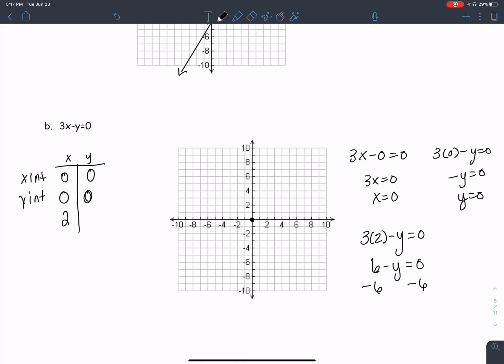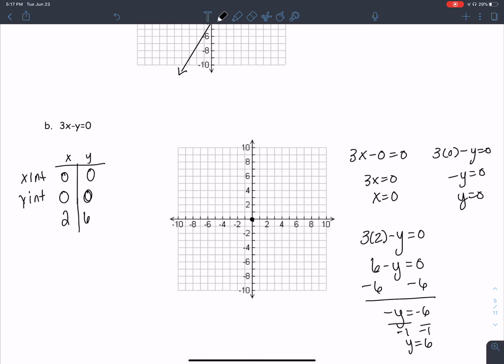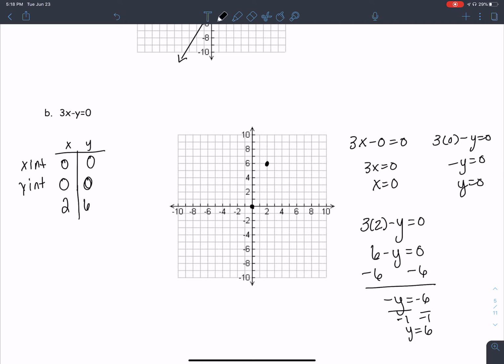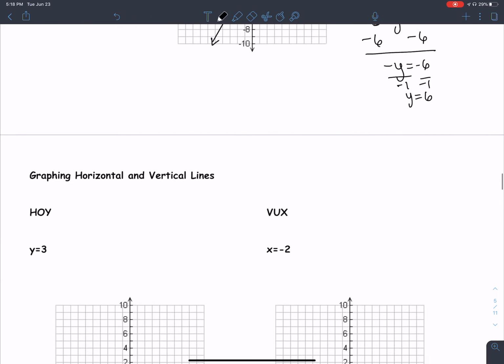And I'm going to solve for y. So I get 6. So (2, 6) is another point on this graph. So I'm going to go over 2, up 6, and then there's my other point. So anytime you're using intercepts and both of your intercepts are the same, which would only be if they were (0, 0), right? Then we're just going to pick another point, and then we can graph. My line's a little crooked. I'm sorry. All right, cool.